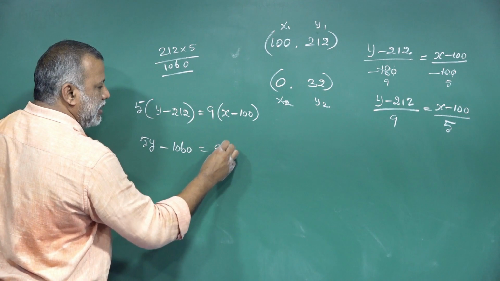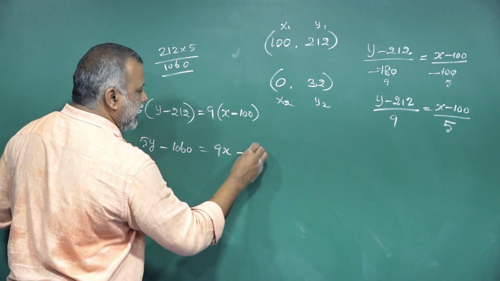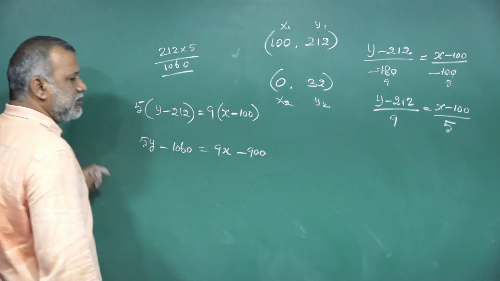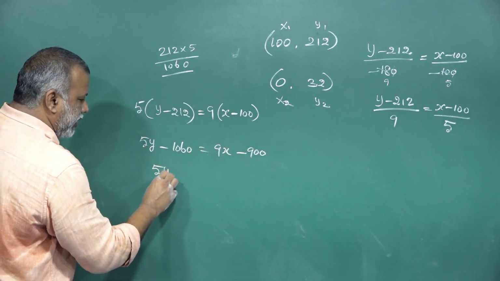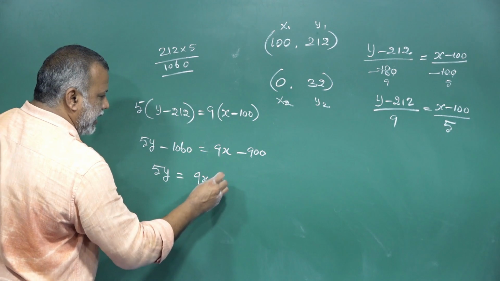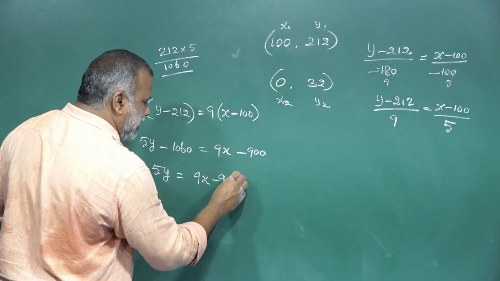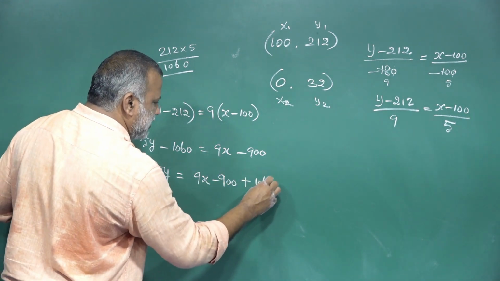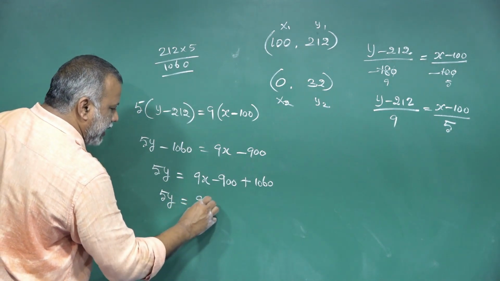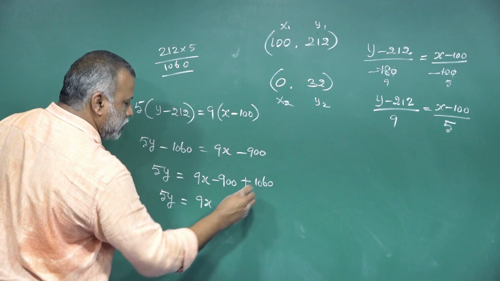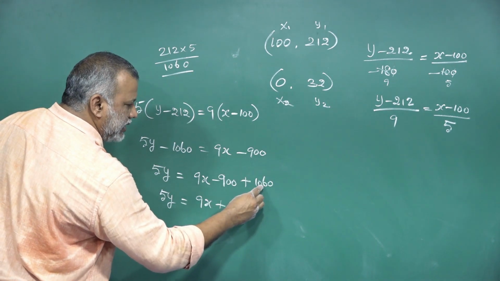Then multiply 9x minus 900. Just I want to convert this one: 5y is equal to 9x minus 900 plus 1060. Now 5y is equal to 9x. Simplification of these two, we can get 160.